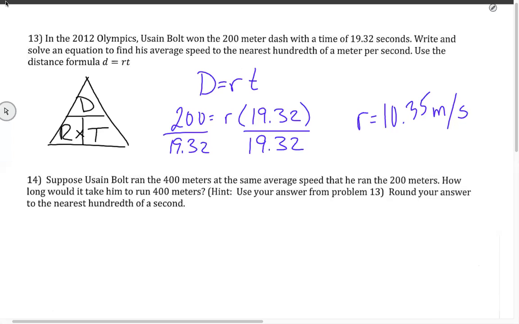Now, let's suppose Usain Bolt ran the 400 meters. And to put that in perspective, for you, Nate, 400 meters. Do you know how far that is? How far? Hold on. Don't say 400 meters.